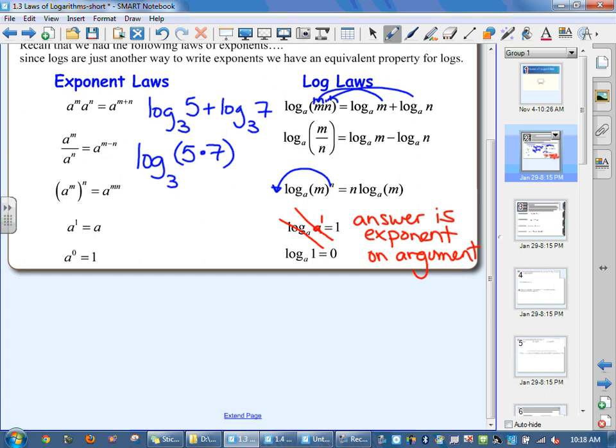The plus sign is telling me that they're multiplying. So to simplify that, I would have log base 3 of 35. Then I would do change of base. To solve it, I would go log 35 divided by log 3, and I would solve it. That's how you solve those.